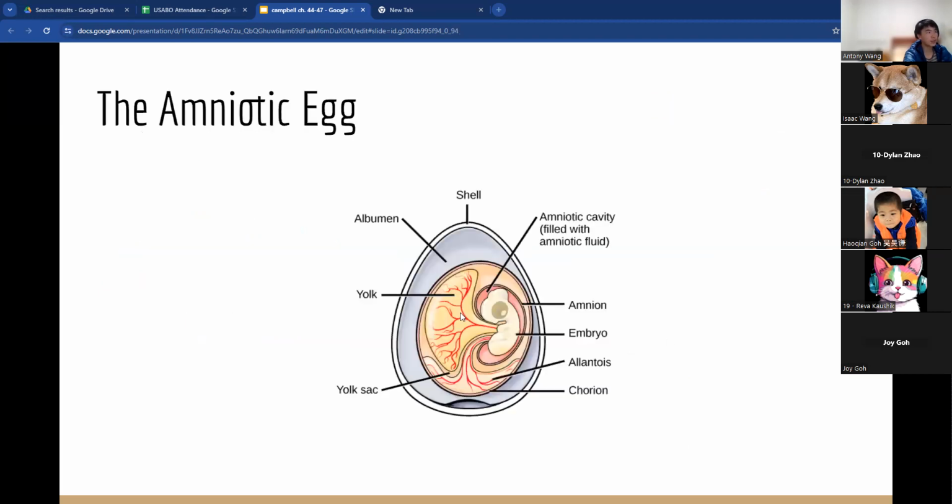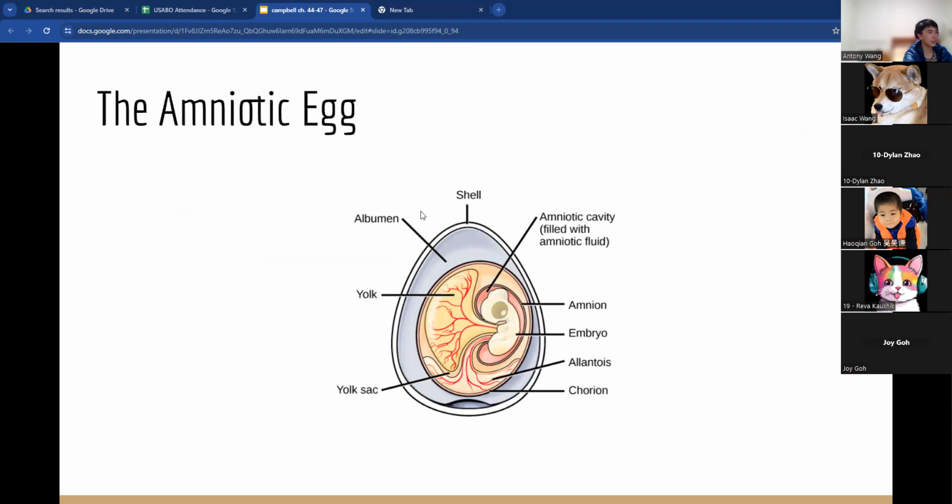Yeah. So I'm just gonna go. We have one more slide after this, which is on some pretty niche stuff. I'm gonna cover the amniotic egg just really quickly, maybe like half a minute, and then you guys are free to go. All right.